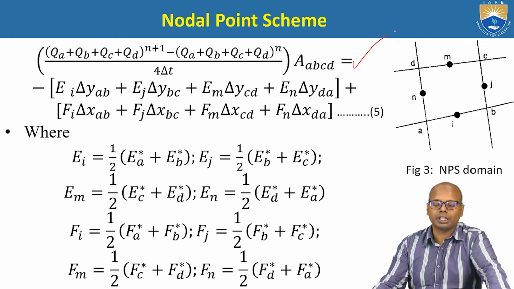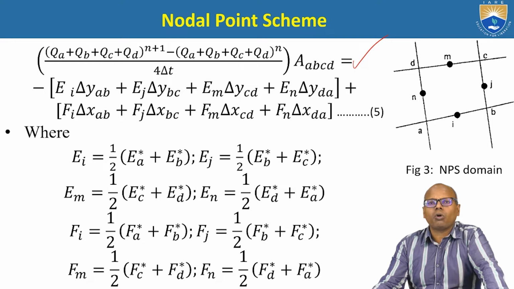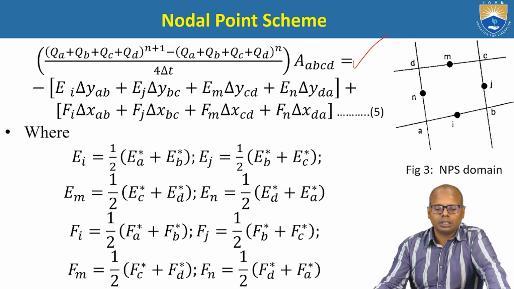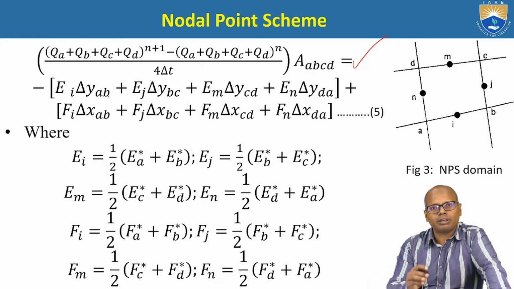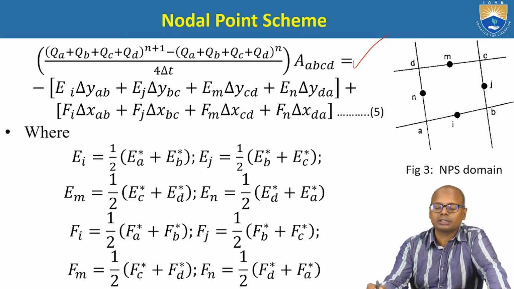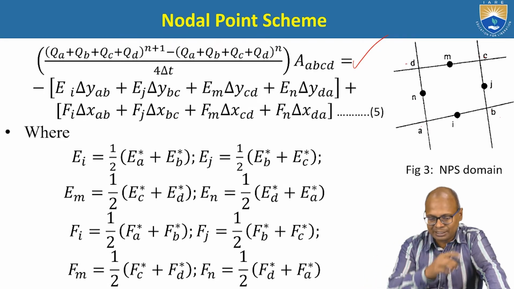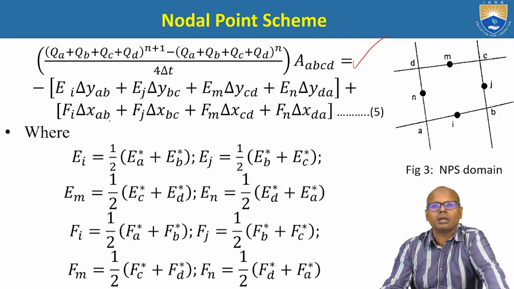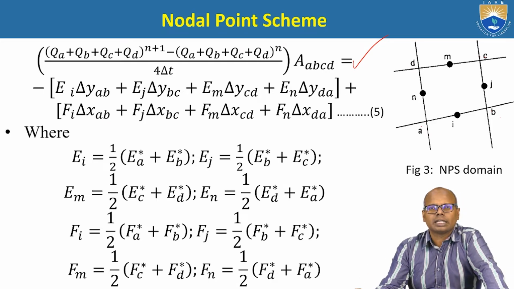Now this is the equation that we have arrived at, and now what is this EI? Delta y AB, delta y BC, and so on, because AB is there. Delta y AB means YB minus YA. Delta y BC means YC minus YB. Delta y CD means YD minus YC, and delta y DA means YA minus YD. Like this, these delta y and delta x terms are calculated as we have discussed in the cell centered approach.